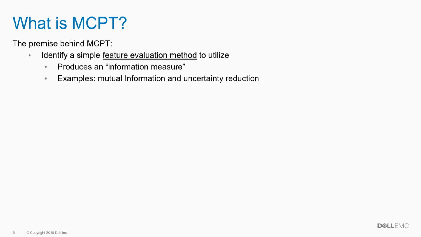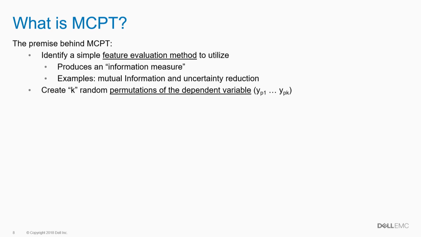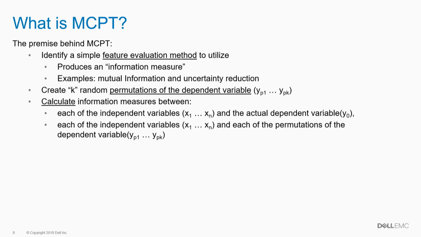So what is MCPT? Basically, we're going to use a very simple feature evaluation method. The two that we're going to talk about here are mutual information and uncertainty reduction. We have our dependent variable array, and we're going to create k random permutations of that. I've labeled that YP for permutation, and then 1 through k of those arrays. We're going to calculate the information measures between all of the independent variables and the original dependent variable, and then between each of the independent variables and each one of the permutations.